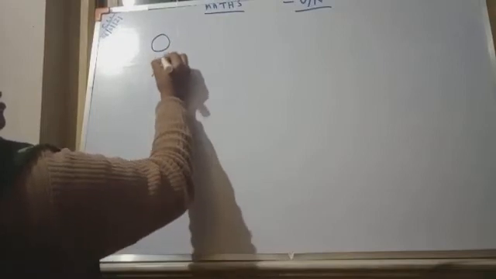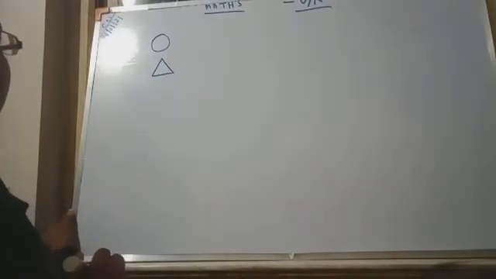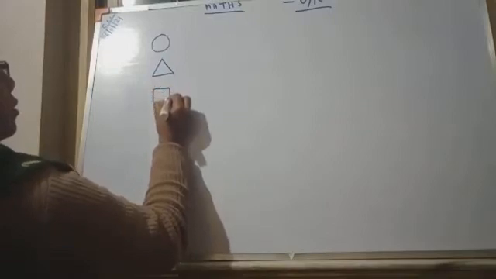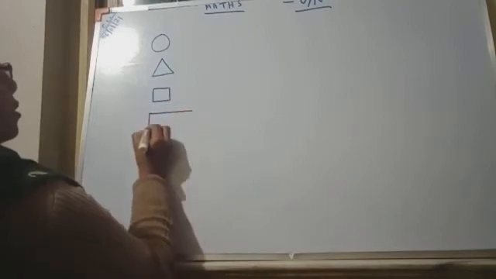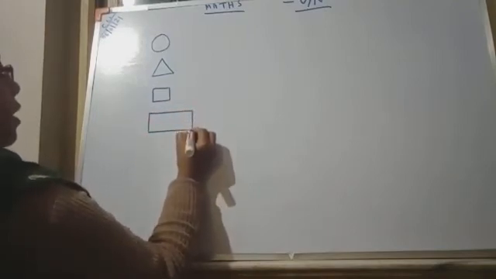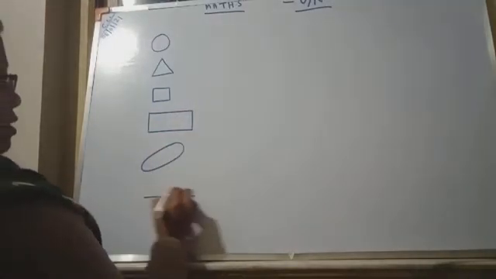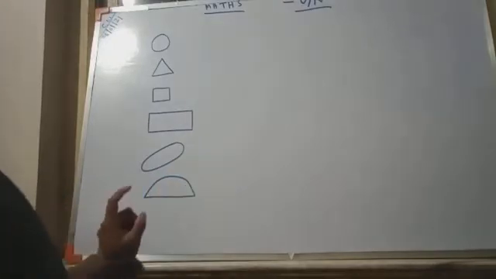This is a circle. This is a triangle. This is a square. This is a rectangle. This is an oval. And this is a semicircle or half circle.